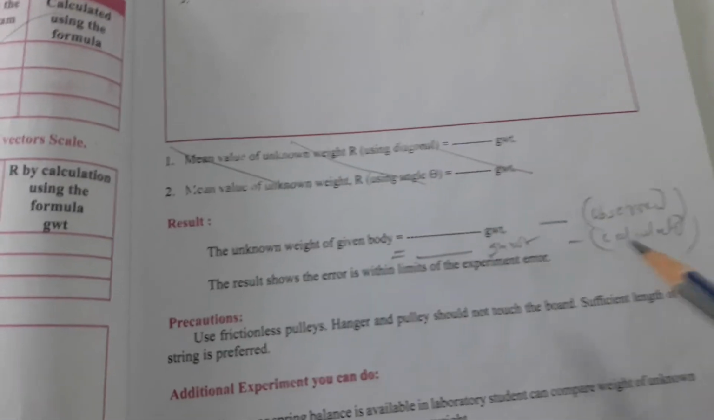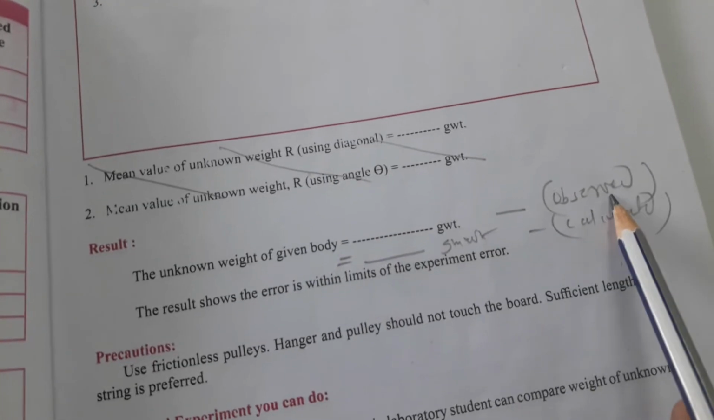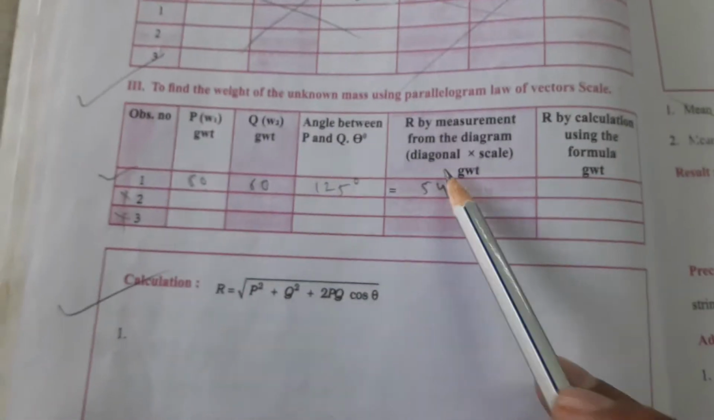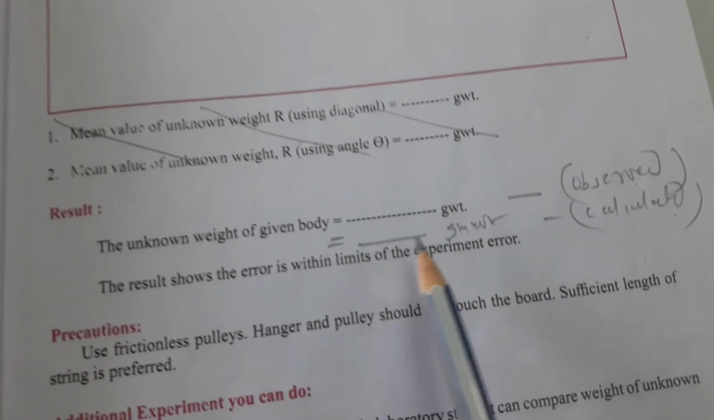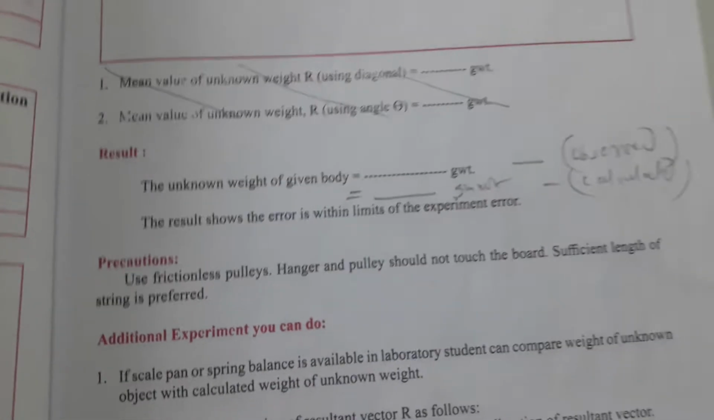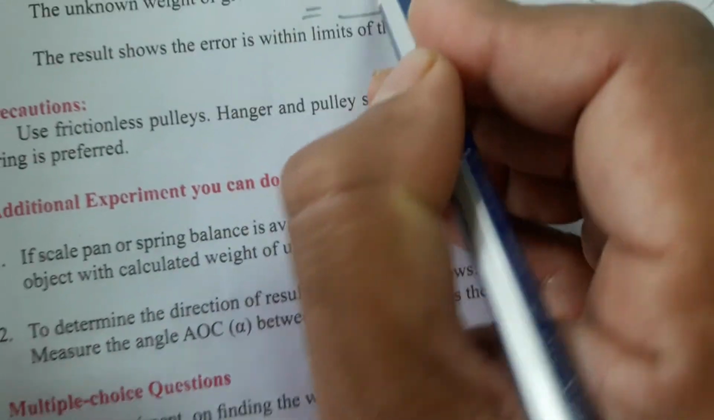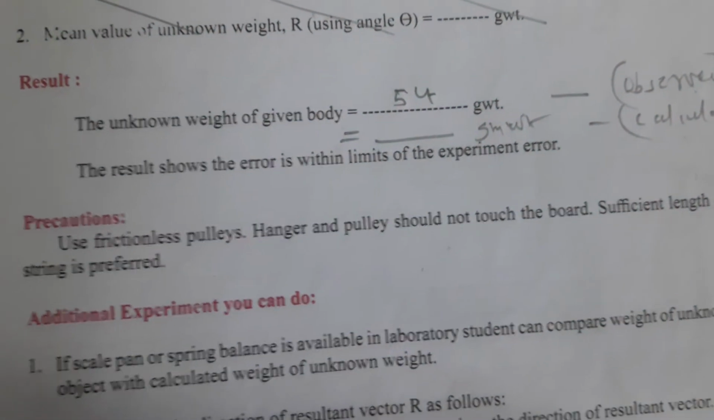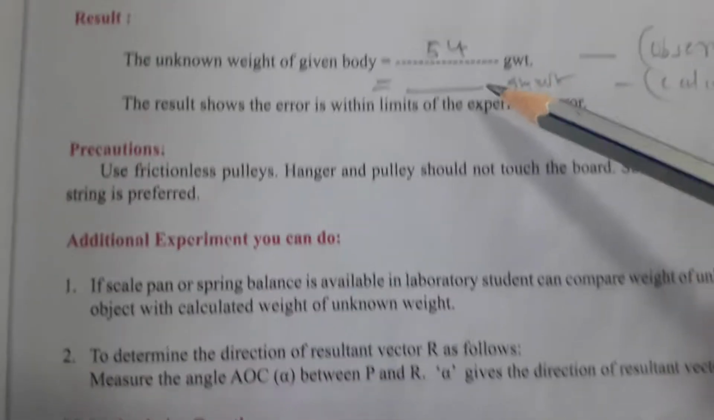In result, you see the unknown weight of a given body in gram weight, observed value, this means this value, and calculated value will be written here. So the unknown weight of a given body which we got with the help of observed value is 54 gram weight. Now whatever value we get from calculation, we will write here.